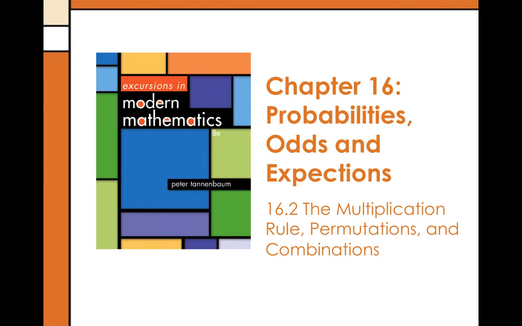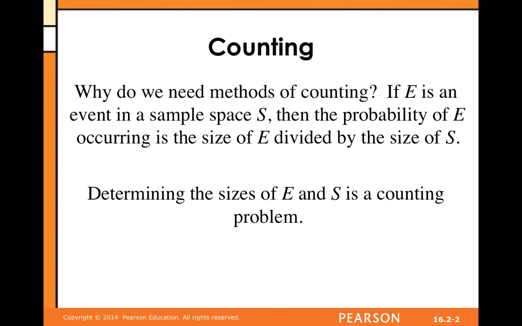Section 16.2 covers three different methods of counting. The first method is called the multiplication rule, the second method is called permutations, and the third method is called combinations. So even though this section is in the probability chapter, this section doesn't deal with probability directly. It deals with counting. So your first question is probably, why do we care about counting things? Why do we need methods of counting?